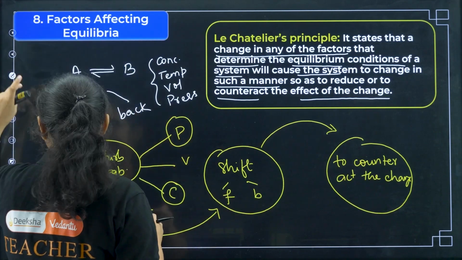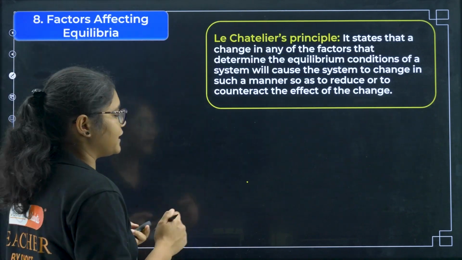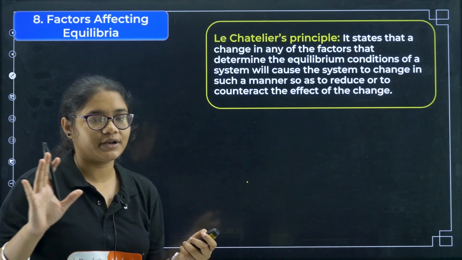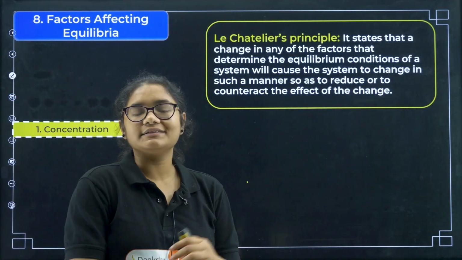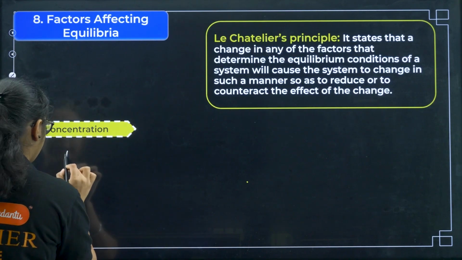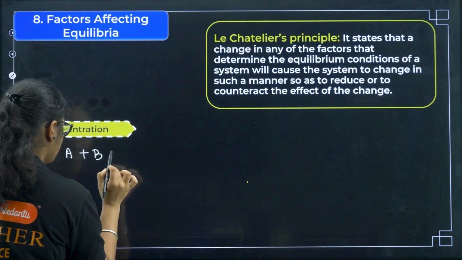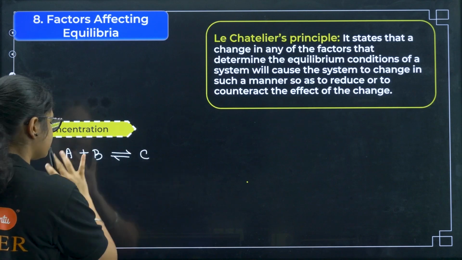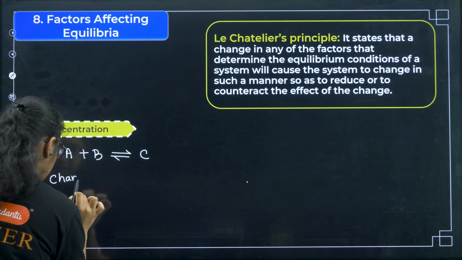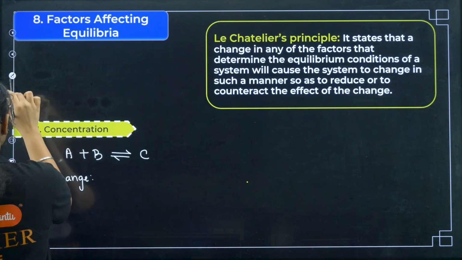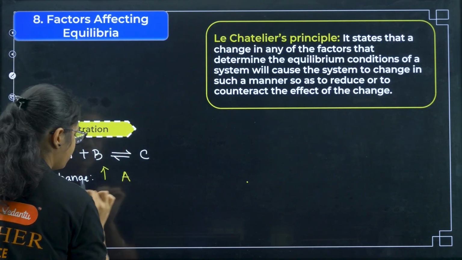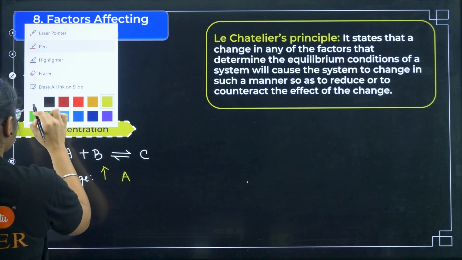Now let us see the effects. So I told you there are 4 major factors: concentration, temperature, pressure and volume. Okay, so now let us see the effect of concentration. So now suppose I have a reaction A plus B giving C. This is a reaction. Now the disturbance that I introduced is I have increased the concentration of A. Okay, then what will be the response?